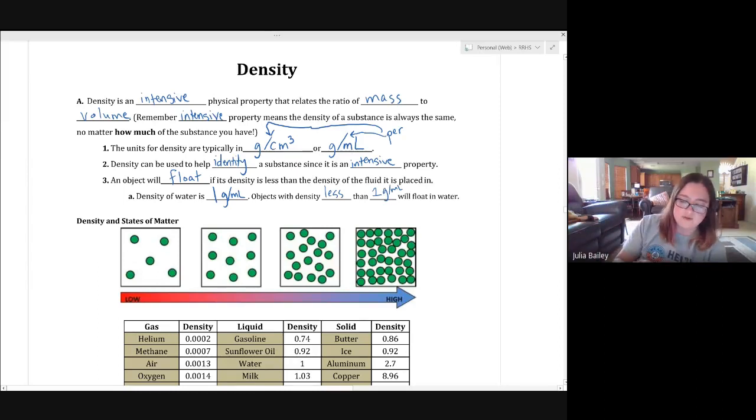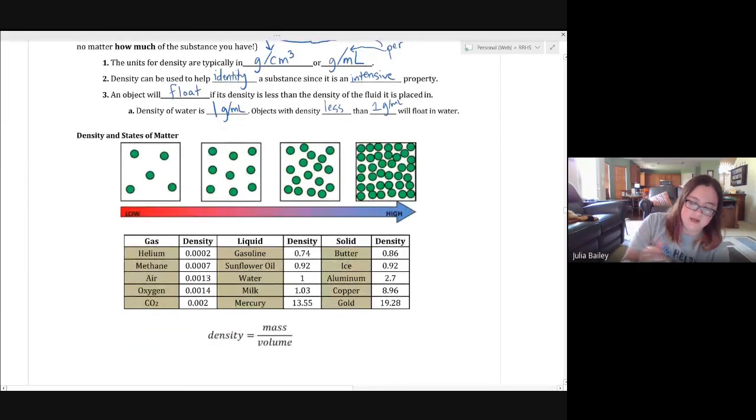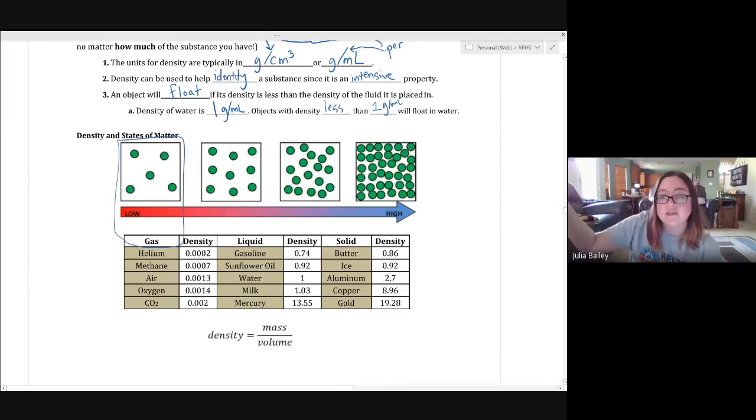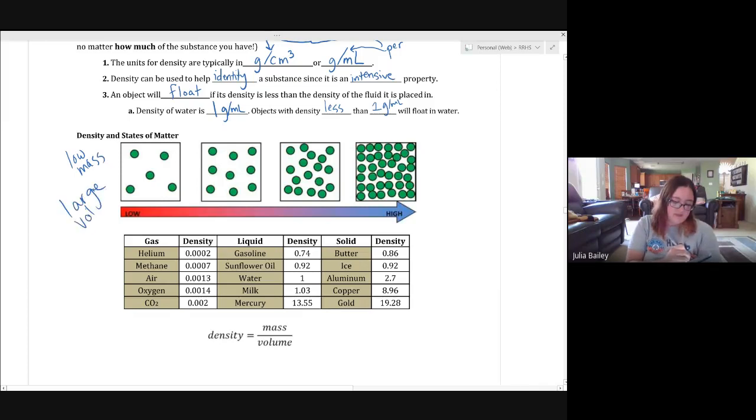Ta-da! Let's think about those states of matter. We know that gases are going to be not very dense because the whole definition of a gas is that all those particles are really far apart from each other. So they're going to take up a lot of space, but they're not going to weigh very much. And that means that ratio is going to be a really small number. Look how small these numbers are. Gases have a really low density because they have low mass in a large volume because they're so spread out.